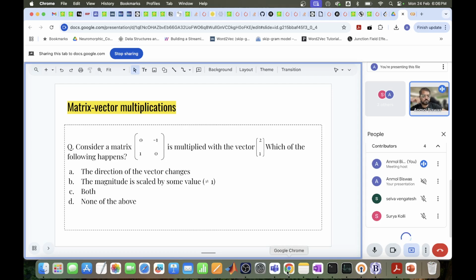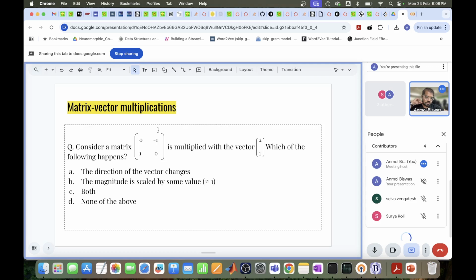High school level kind of physics, right? So does the direction change? Is the magnitude scaled? Something is both happening, or what, right? Or is it some kind of nonlinear operation that you don't know what happens, right? So here's the question, and we have a specific matrix that is being given here.